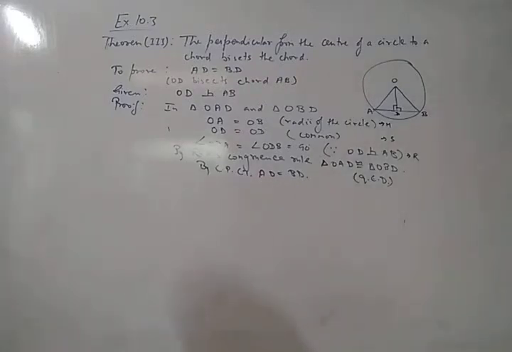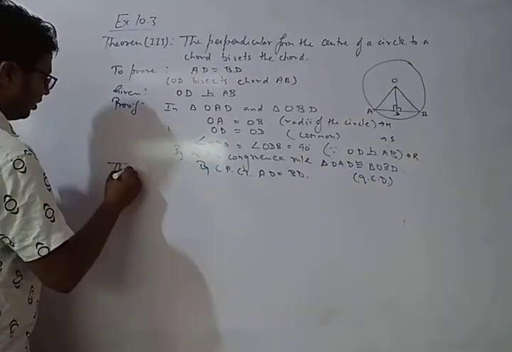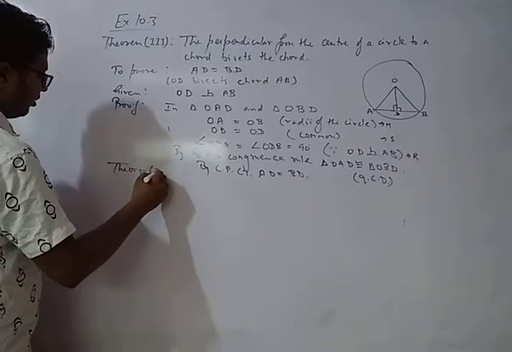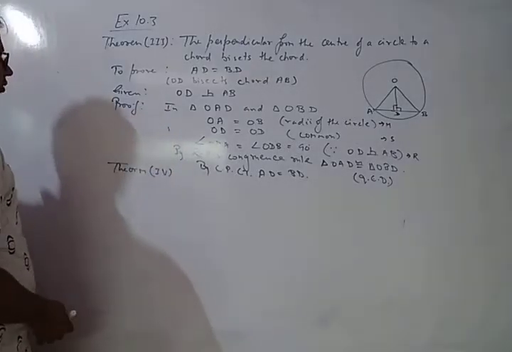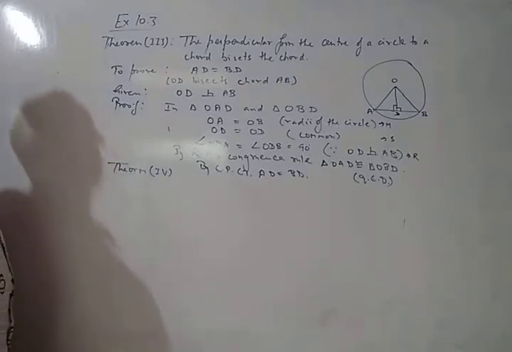Its proof was not given. Now next is theorem fourth, its converse. ठीक है. First and second are converse of each other. Third and fourth are converse of each other.